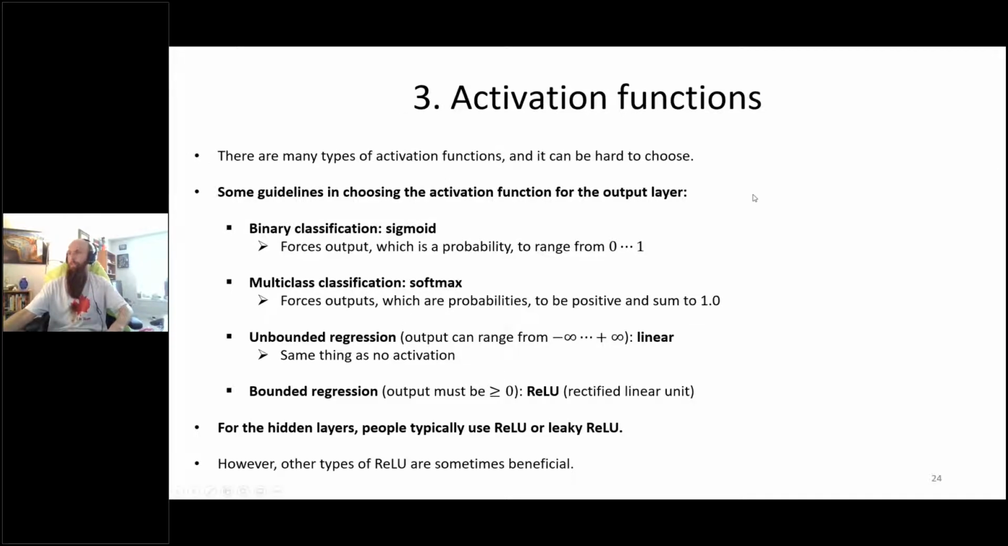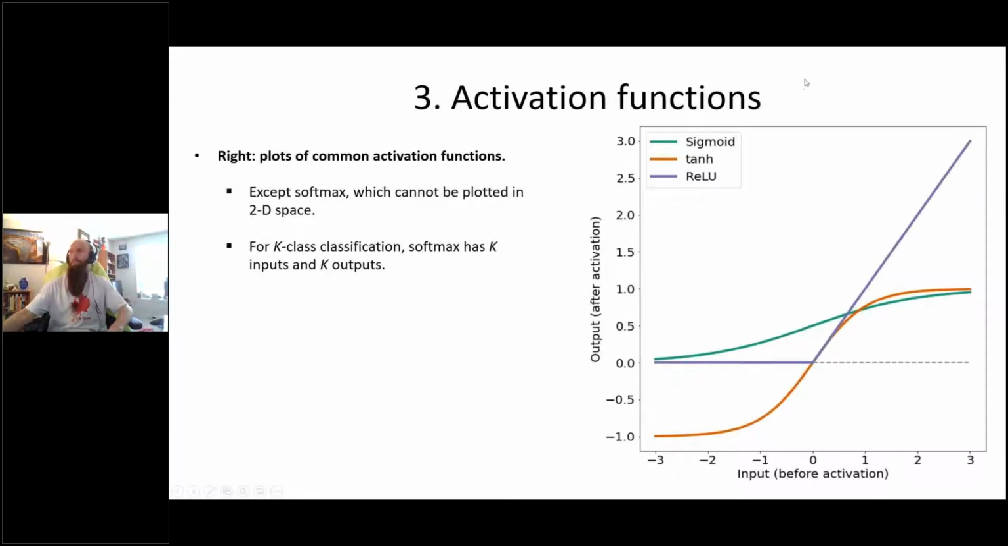So with that said, I'll go to the next slide, which shows you plots of three of the more standard activation functions. These three have all been used for quite a while. They're pretty popular in the literature. The green curve is showing you the sigmoid activation function. The x-axis is the input going into the activation function. That's the value before you've applied the activation.